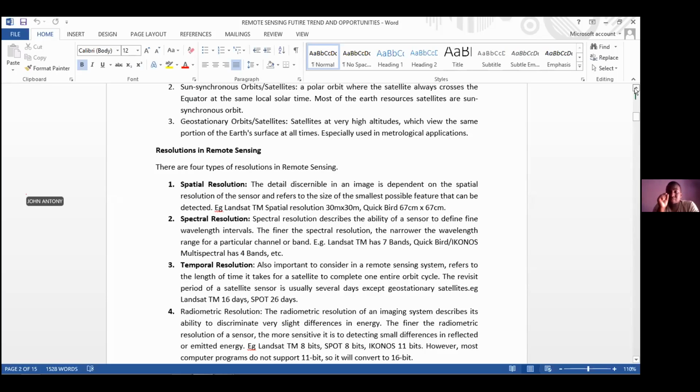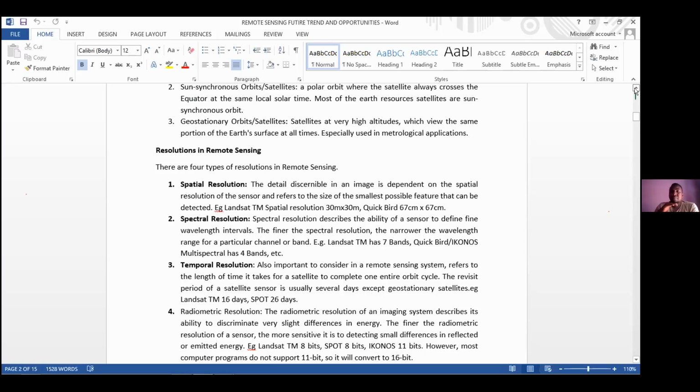You see, the higher the spatial resolution, the stronger or more accurate a satellite is. If you compare the two satellites I've given you, the Landsat satellite has a spatial resolution of 30 by 30, and then we have QuickBird, which has 67 centimeters, which means QuickBird can see very, very minute elements on the ground.